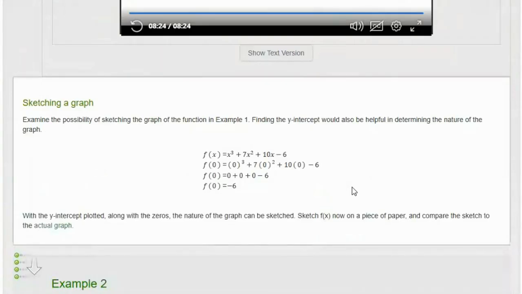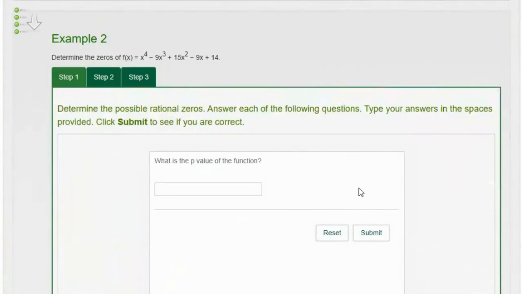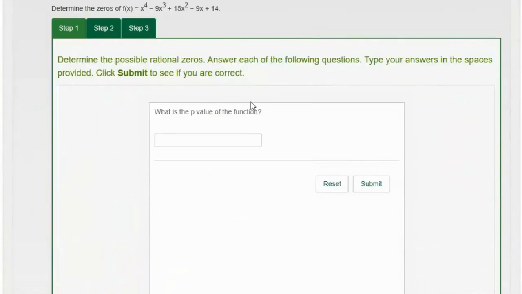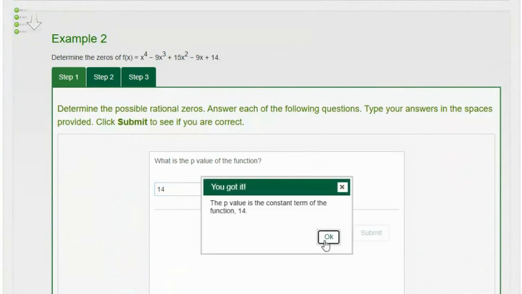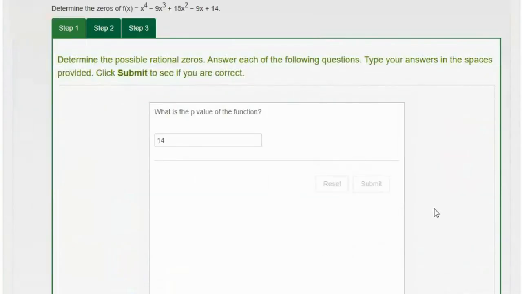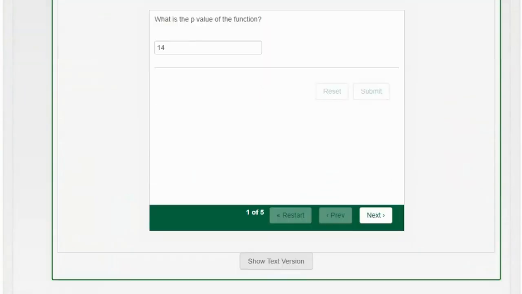So figuring out how the graph would look. Let's see. Determine the possible zeros of x to the fourth minus 9x to the third plus 15x squared minus 9x plus 14. And it wants to know what is the p-value. So it's p's over q's, right? So the p-value is 14 for this one, right? That's 14. And so then it's walking us through the steps here.